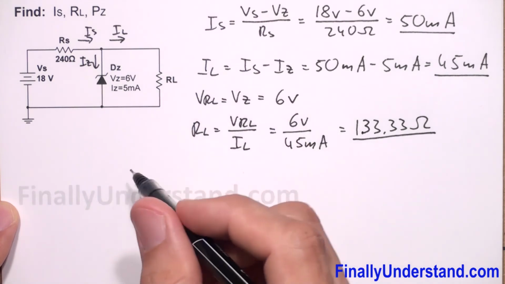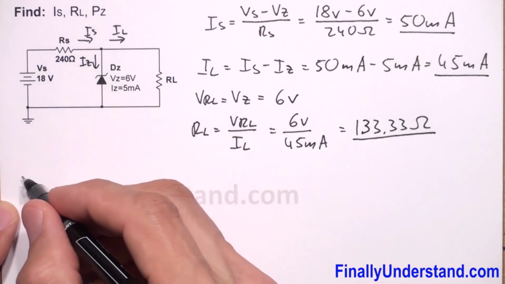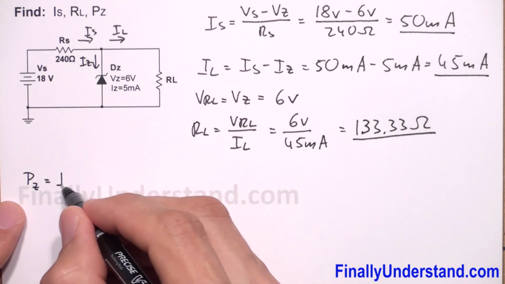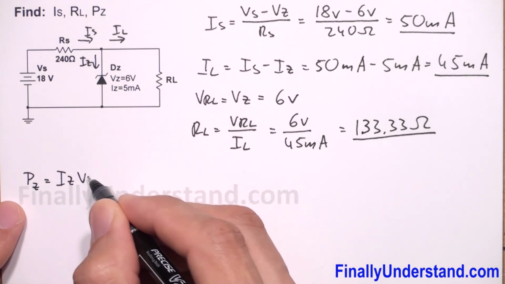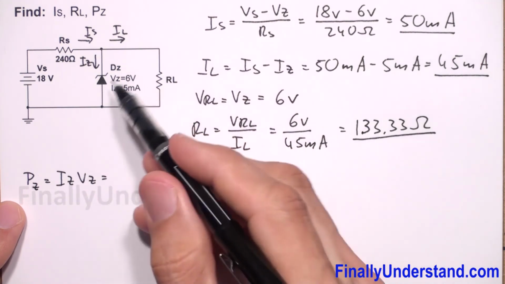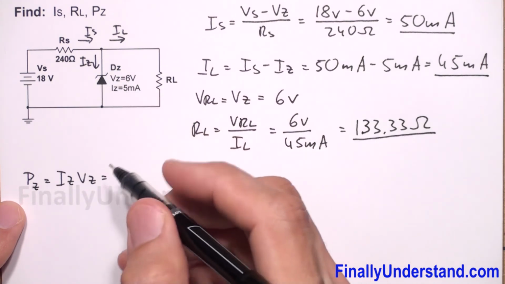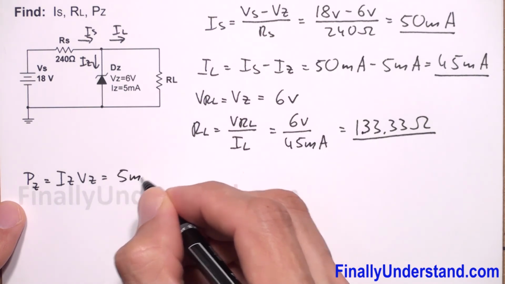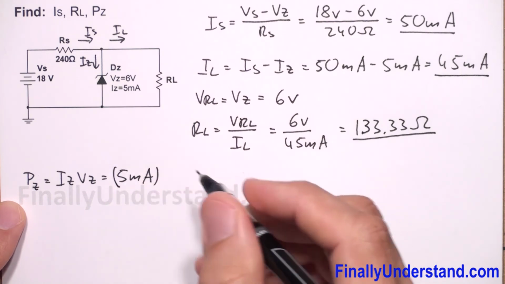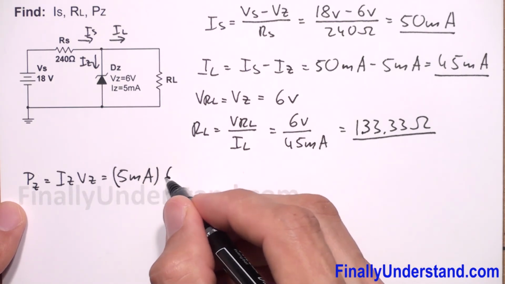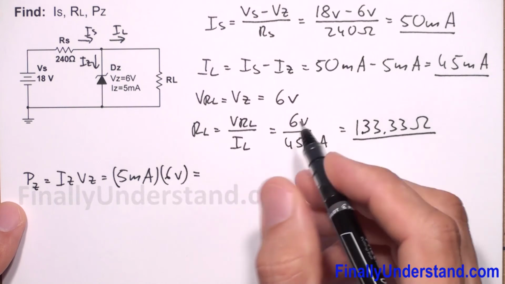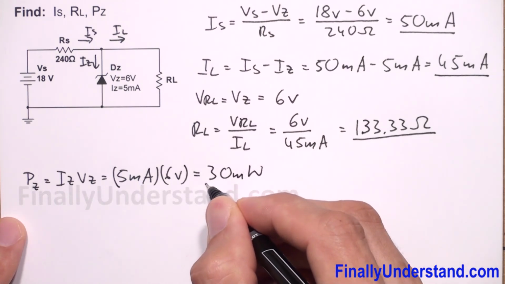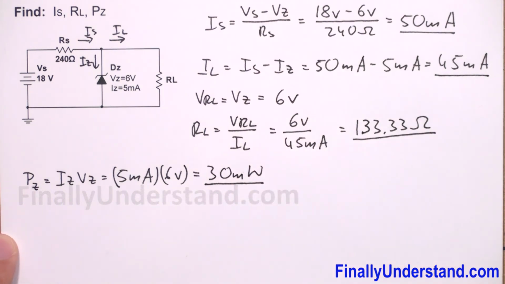Next, I'm supposed to find the power at the Zener diode. Power PZ is equal to IZ times VZ. Okay, the current which goes through the diode times the voltage across the diode. So I have IZ equal to 5 milliamps times VZ, which is equal to 6 volts. This is equal to 30 milliwatts. Okay, so now we can say that the problem is solved.